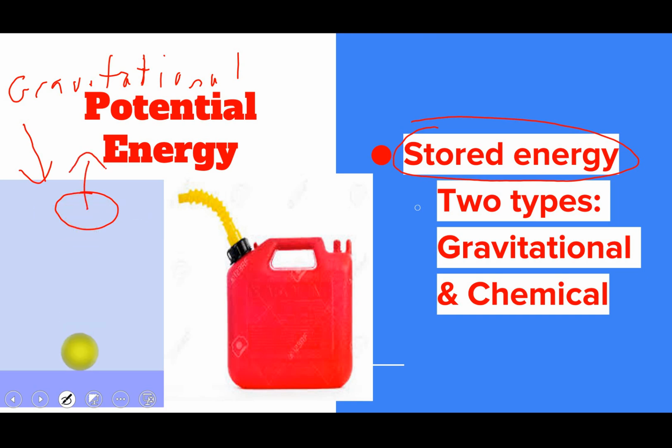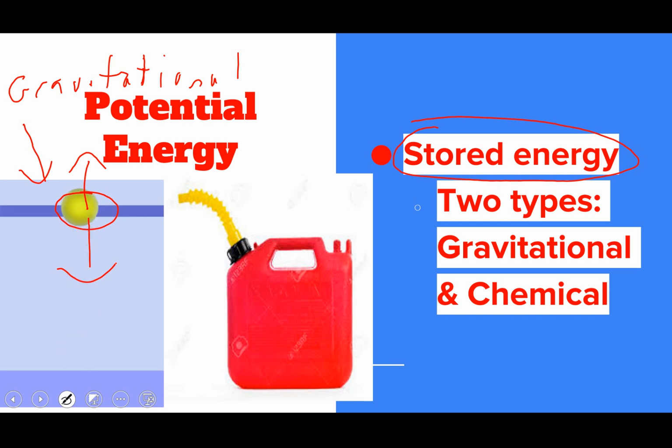If it got higher, it would have more potential energy. If it gets lower, it would have less potential energy. So the higher the ball goes, the more potential energy it actually has. And specifically, the more gravitational potential energy it has.